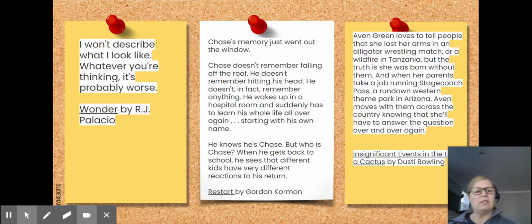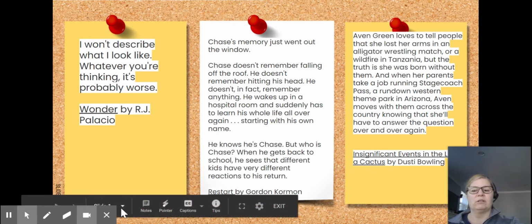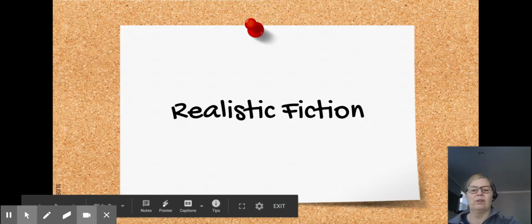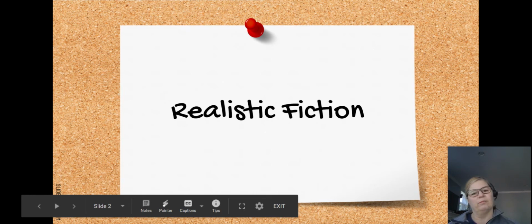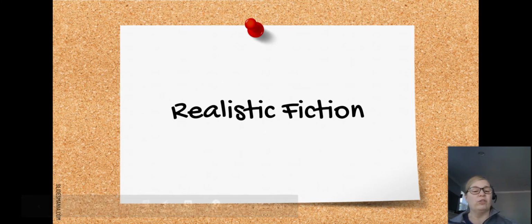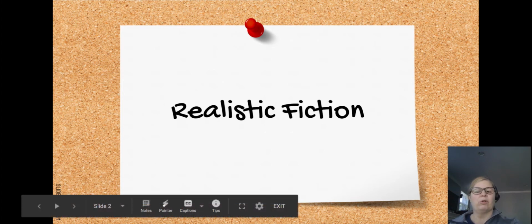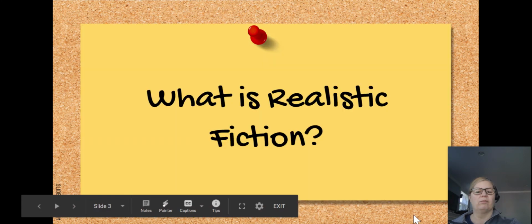So what do these three different passages have in common? What type of stories are these? So that's what we're going to talk about today. We are going to talk about the genre. Let me get to the next slide here. Realistic fiction. Realistic fiction. What do you know about it? There's a few clue words in there, real and fiction. Let's see if we can learn some important traits about realistic fiction.